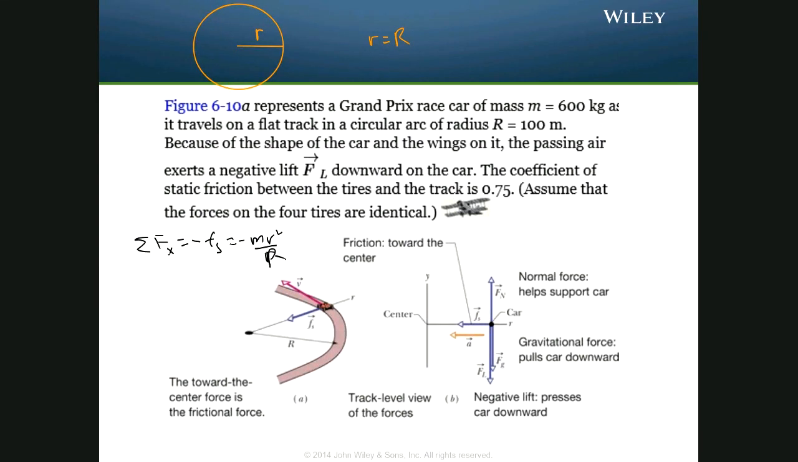Because they're calling little r the axis, but we're not going to use that information. So anyway, what we have here is that this is equal to mu s times Fn is equal to m v squared over r. Well, that's supposed to be an m.